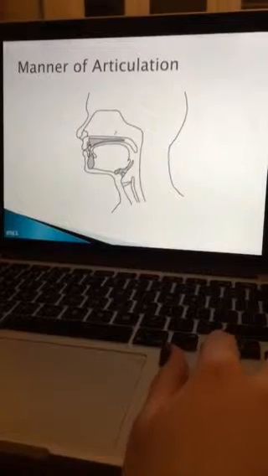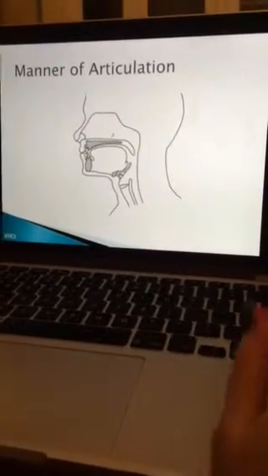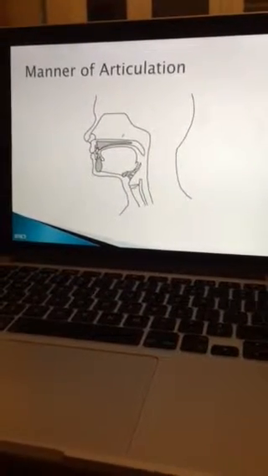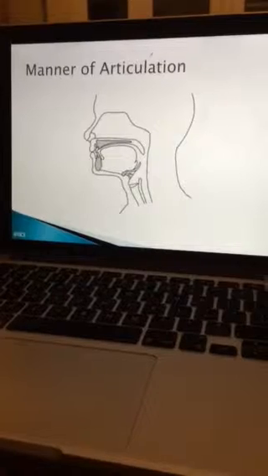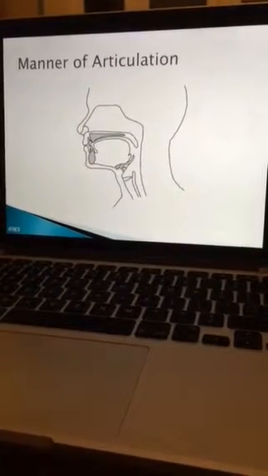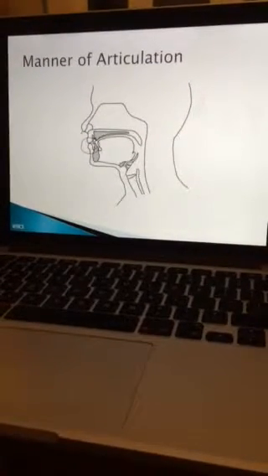Manner of articulation. The manner of articulation is the way the airstream is affected as it flows from the lungs and out of the mouth and nose. Plosive is where the air is stopped and then released. An example of this is p and t.